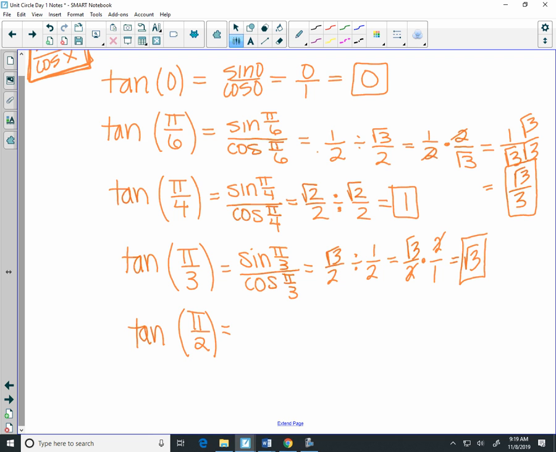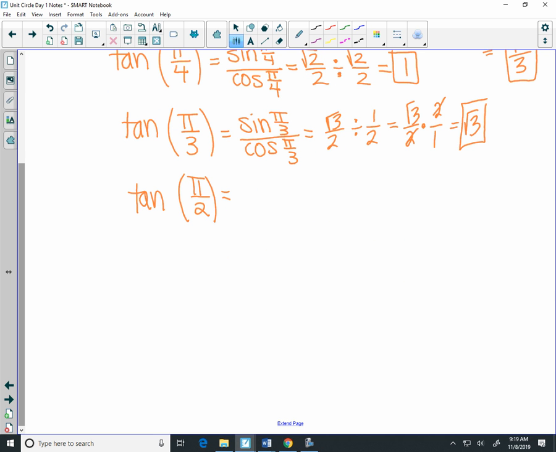Last one we're going to do, because then these are just going to repeat around the unit circle like sine and cosine do, right? If they're based on sine and cosine, that has to happen. So sine of pi over 2 over cosine of pi over 2. Sine of pi over 2 is 1. Cosine is 0. Can we divide by 0? Let's pretend that you're saying no. No, because it gives me an infinite.